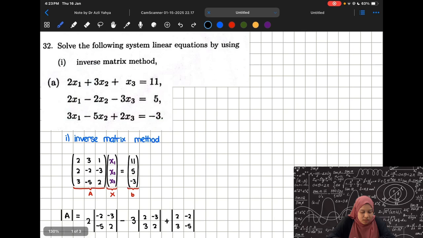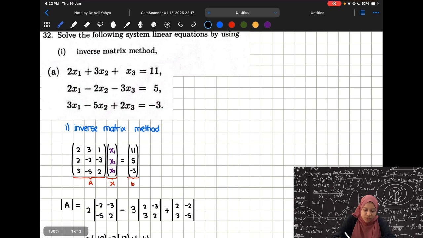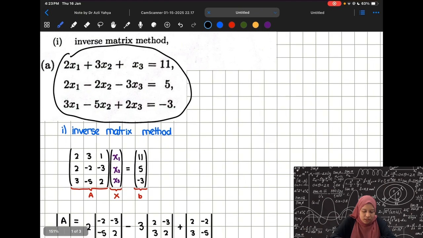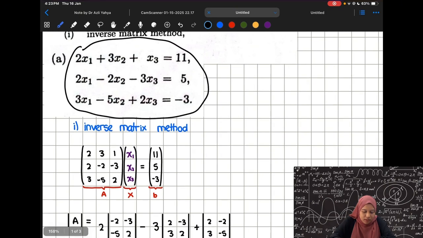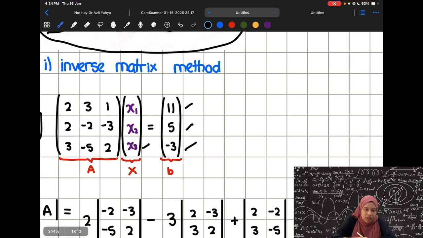So as you can see here, this is our question, and I come out the number of every days into this form. Okay, so in the matrix form, I get 2, 3, 1, 2, negative 2, negative 3, 3, negative 5, 2, bracket x1, x2, x3 equal to 11, 5, negative 3. This is our matrix A, this is our X, and this is our B.